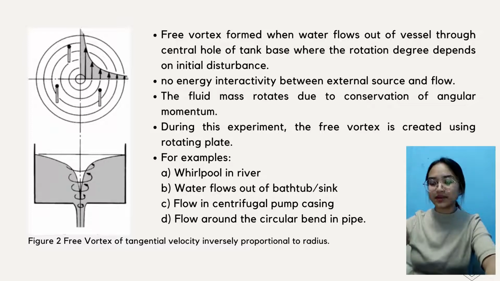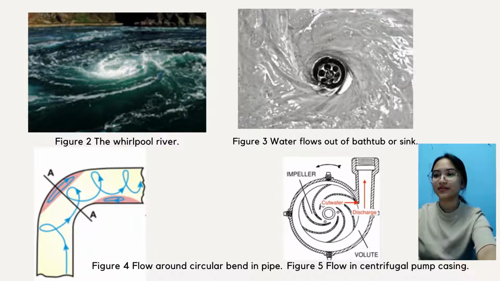During this experiment, the free vortex is created using a rotating plate. Figure 2 shows the free vortex of tangential velocity inversely proportional to radius. These are the examples of the free vortex flow. Figure 2 shows the whirlpool in a river. Figure 3 shows the water flowing out of the bathtub or the sink. Figure 4 shows the flow around a circular bend in a pipe. And the last figure shows the flow in the centrifugal pump casing.